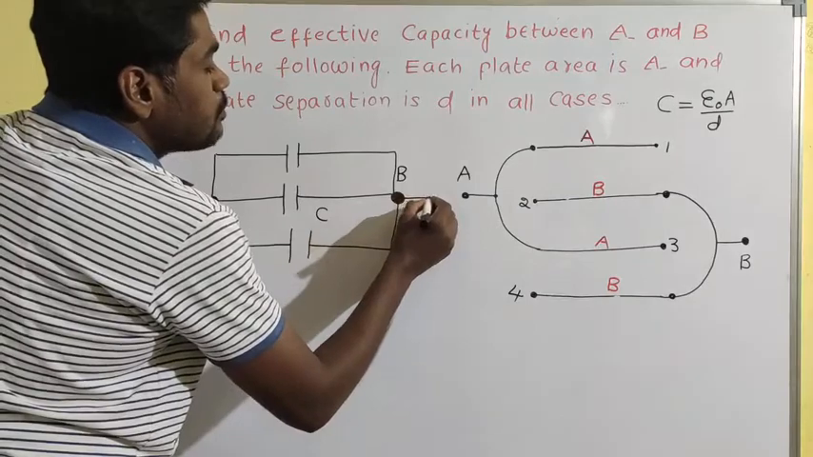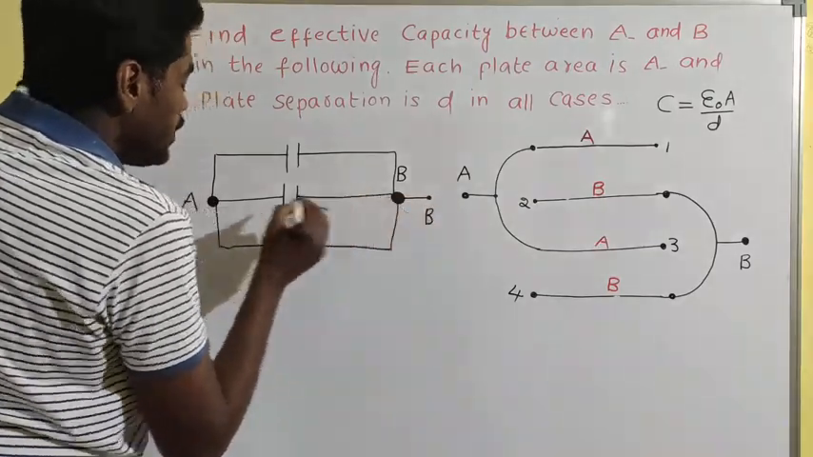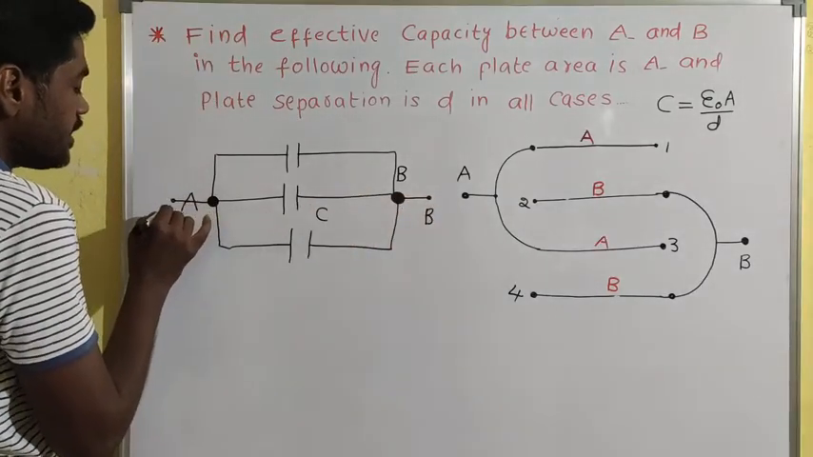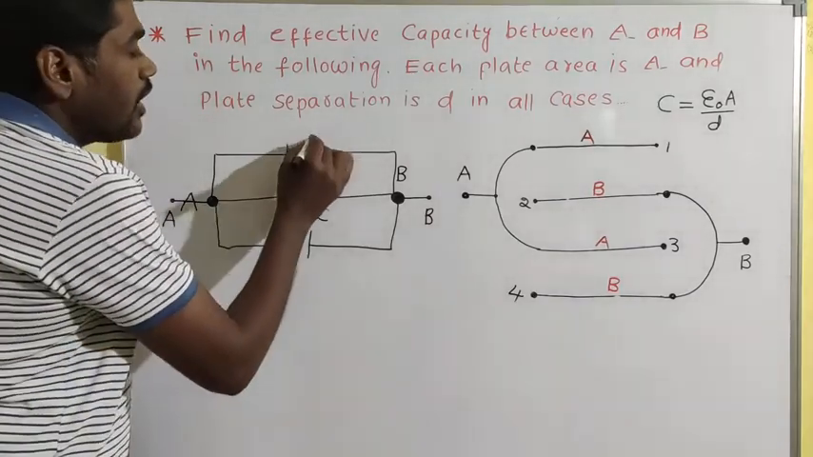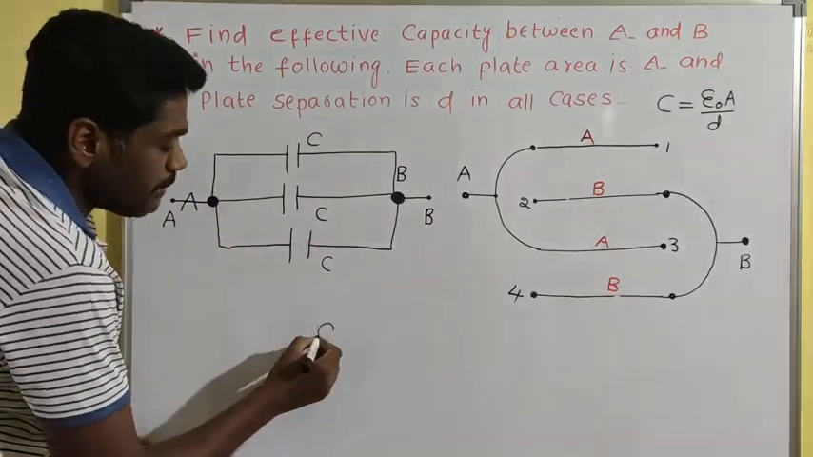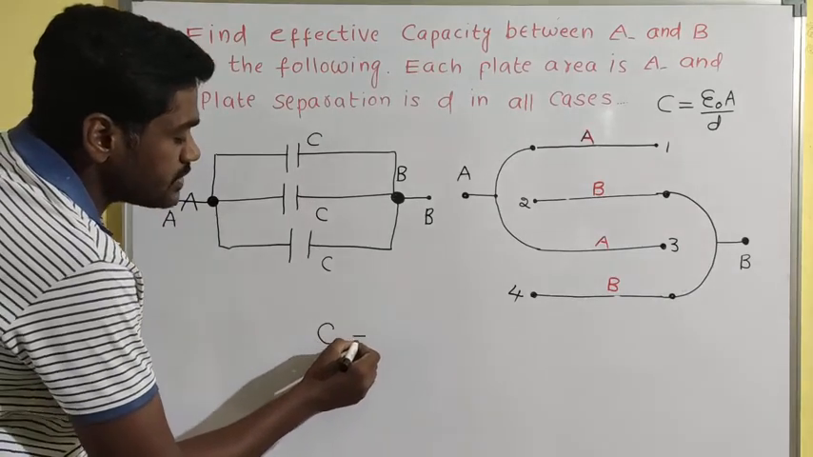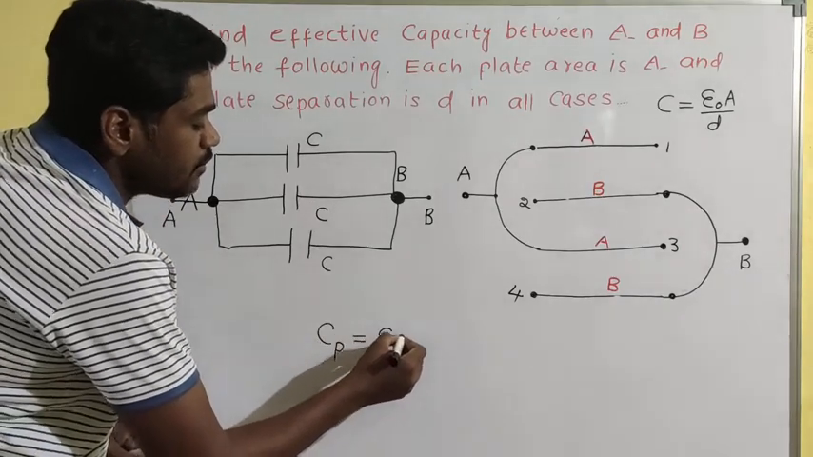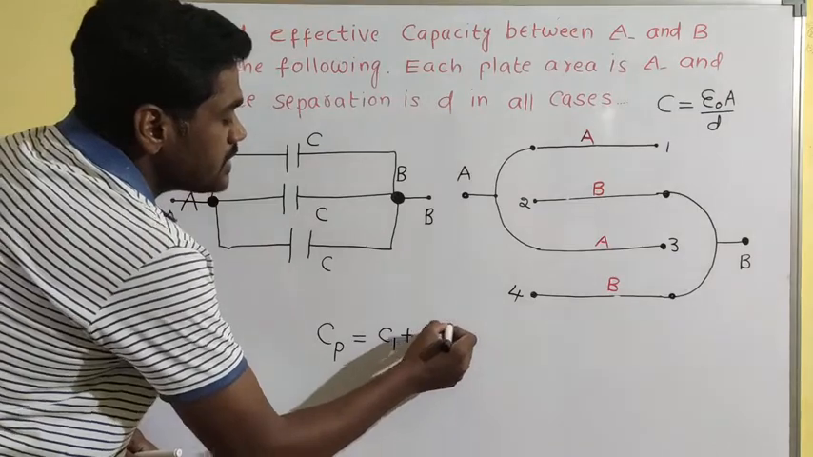Here you can take this point as B, and here you can take this point as A. Now, are all in parallel or not? Yes, all are in parallel. Therefore the effective capacitance Cp is equal to what? C1 plus C2 plus C3.